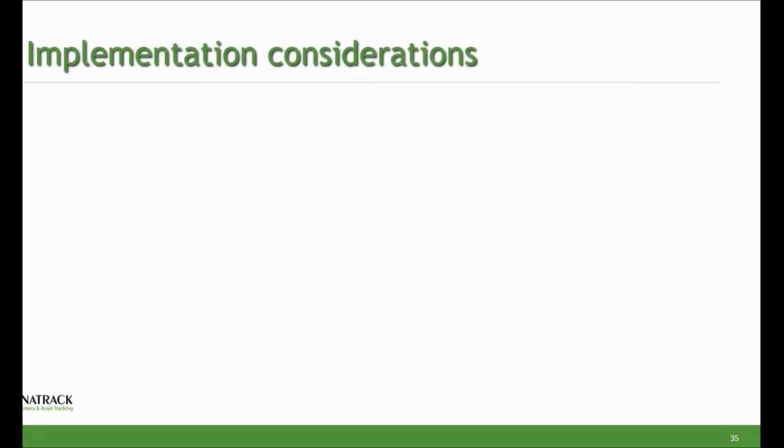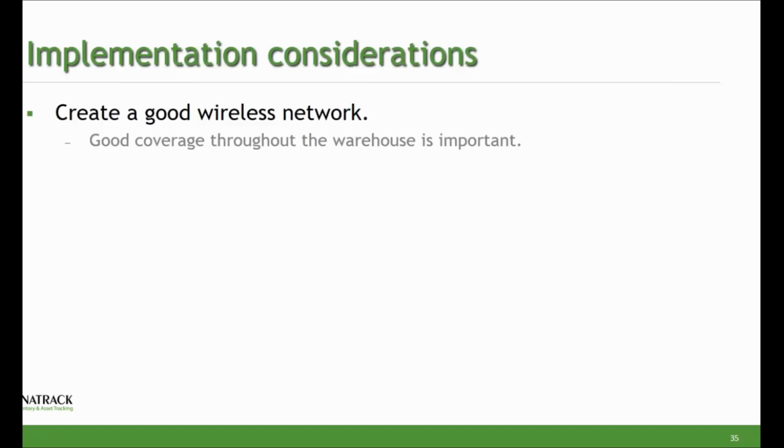So implementation considerations, if somebody is putting in a system and you want to think ahead, create a good wireless network. So good coverage throughout the warehouse or the office or wherever you're trying to keep control of your stuff is important. This has become very much a common thing now because pretty much everybody wants to be able to have a wireless signal or be able to take their laptop to different spots throughout their facility.